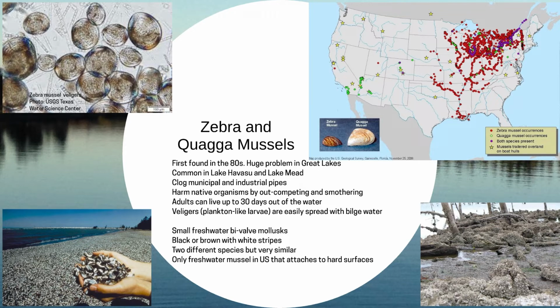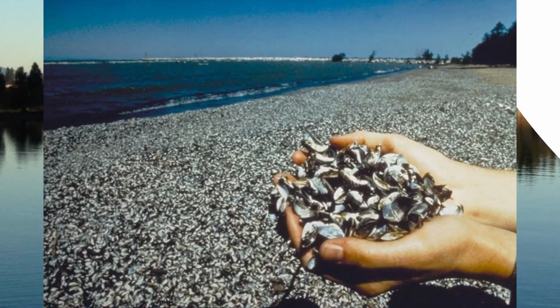Adults can live up to 30 days out of the water and can produce prolific offspring. A water body with a new invasion can go from a beautiful beach to a stinky, sharp beach overwhelmed by mussels in 2 years. That's what happened to the beach here on the bottom left of this slide. That was a beautiful beach 2 years before this photo was taken.